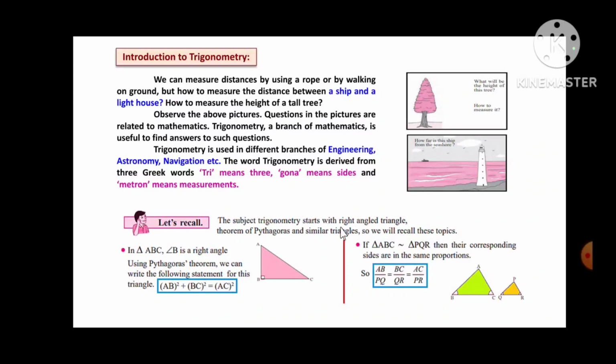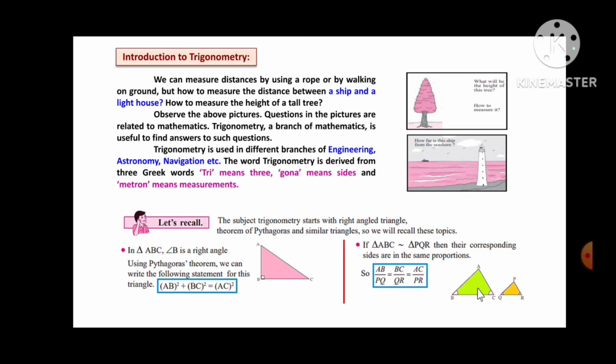The subject trigonometry starts with the right angle triangle, the theorem of Pythagoras and similar triangles. So we will recall those topics. You can see in the adjoining figure angle B is 90, which means it is a right angle triangle. Using Pythagoras theorem we can write the following statement for this triangle, that is, hypotenuse square is equal to the sum of the squares of the remaining two sides. Here the hypotenuse is AC, so AC square is equal to AB square plus BC square.